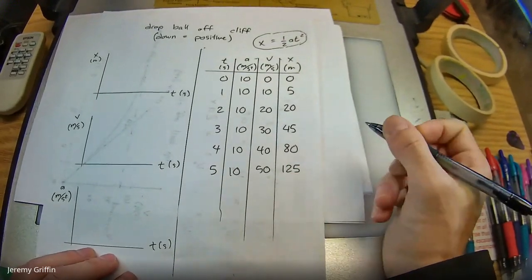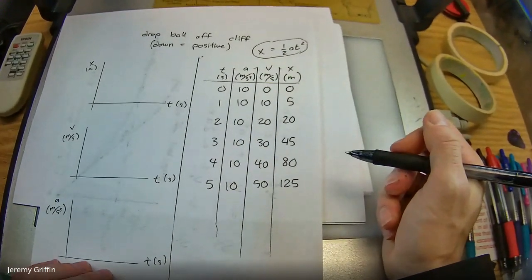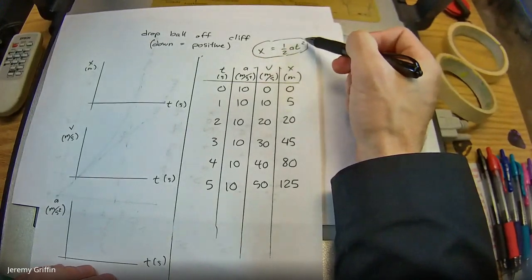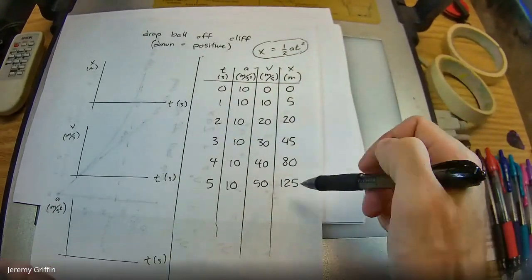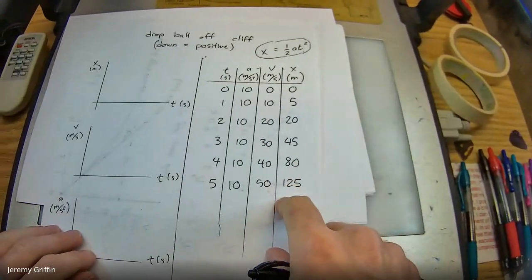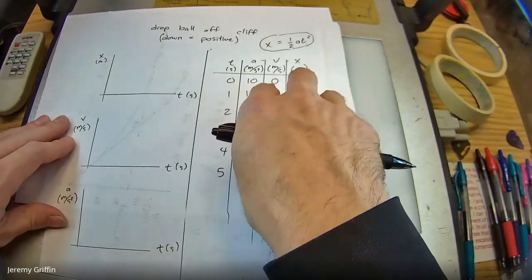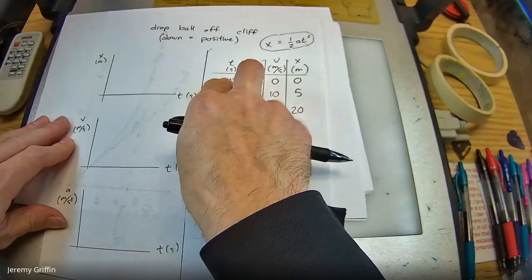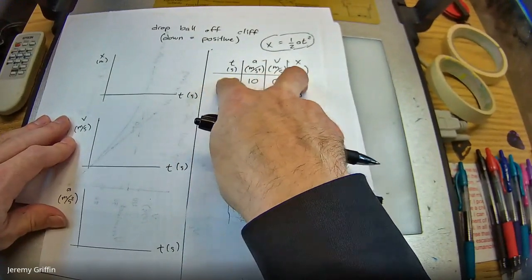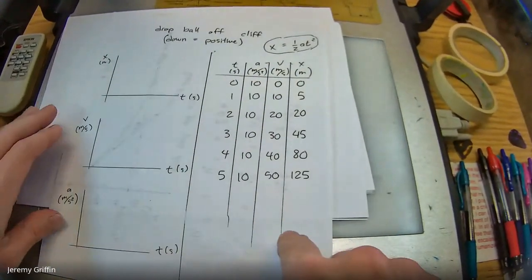Hey, that's like a mine shaft in California, isn't it? Falls for 5 seconds, about 125 meters deep. Right. So, hey, we could treat this like Cartesian coordinates. Got T-A, T-V, T-X. All right, just plot these.